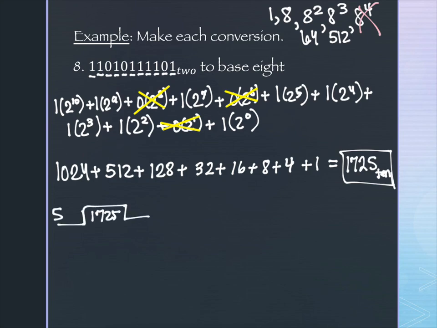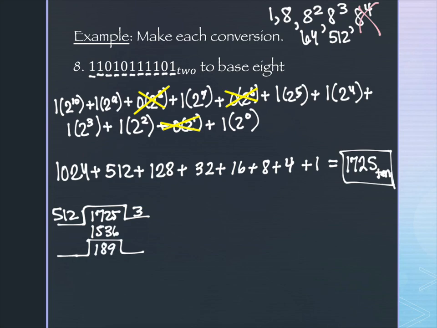So we're going to divide 1725 by 512. So how many 512s will go into 1725? 3. 3 times 512 is 1,000. What was it? 1,536. Thank you. Okay. We subtract. What do we get? 189.